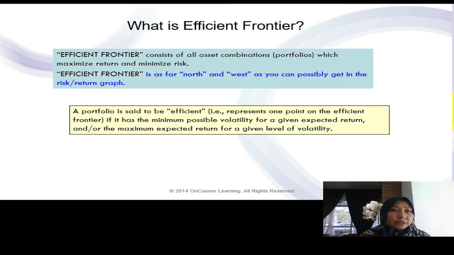Okay, what is the efficient frontier? The efficient frontier consists of all asset combination portfolios which maximize return and minimize risk, based on the example I gave just now. A portfolio is said to be efficient, representing one point on the efficient frontier, if it has the minimum possible volatility for a given expected return and/or the maximum expected return for a given level of volatility. It maximizes return, minimizes risk and reduces volatility.